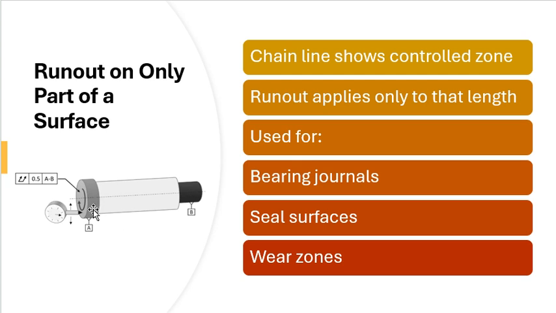We sometimes use this for bearing journals, seal surfaces, and wear zones, which are very important. Wear zones have to be within tolerance, otherwise you are going to get vibration in your machine. So we do not control the entire shaft, only the functional area. It saves machining cost. Smart tolerance applications are very important.